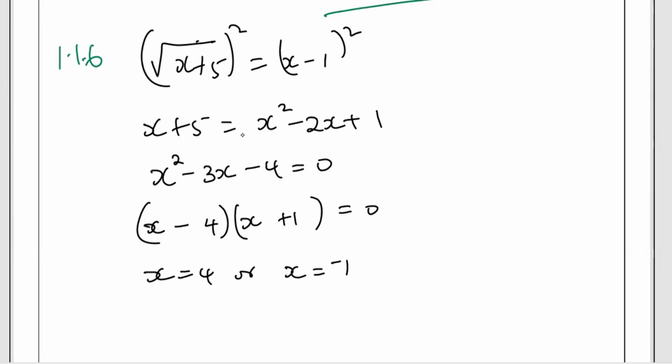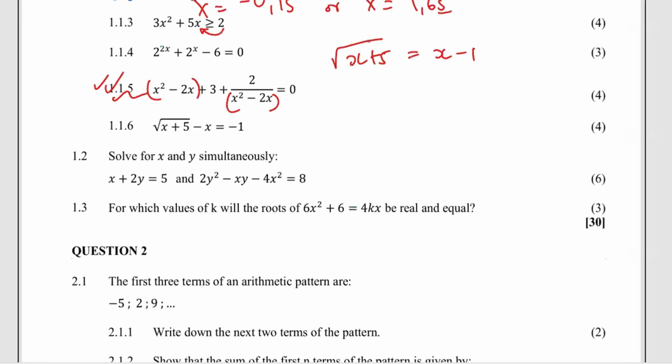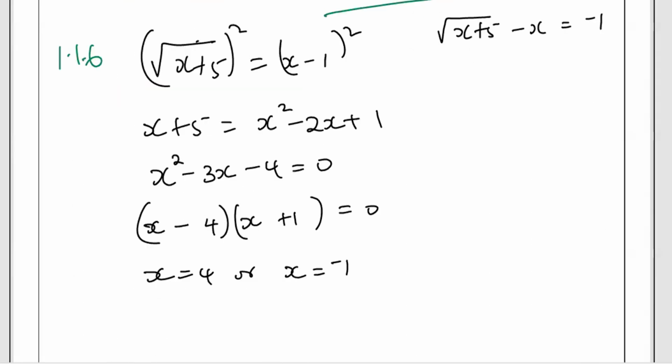Now we need to go back and test these answers of ours. So square root of x plus 5, minus x, we said should give us negative 1. That was the original question. If we use 4, 4 plus 5 is 9. Square root of 9 is 3. Now 3 minus 4 gives us negative 1, which is the same as that. So that is correct. This answer stands.